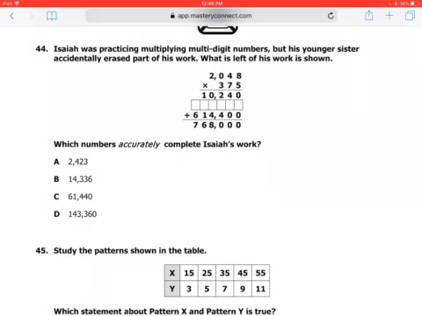A flower shop has 460 dozen roses. How many roses are in the flower shop?